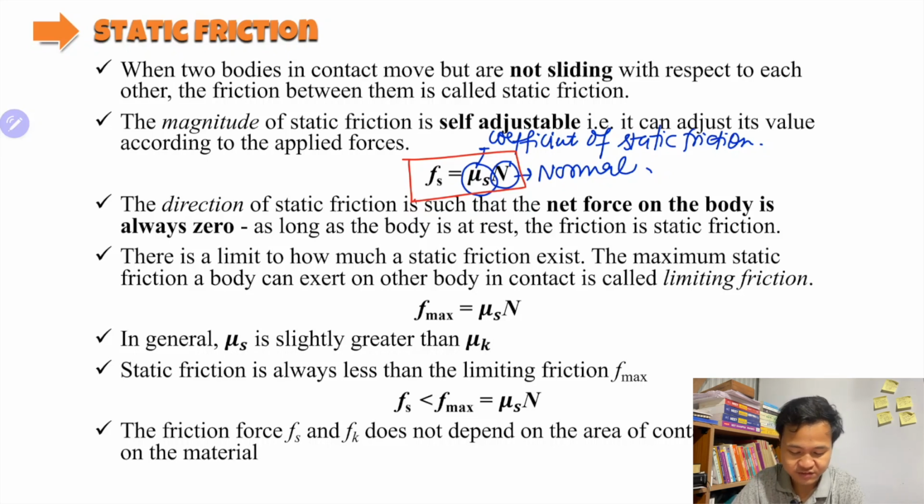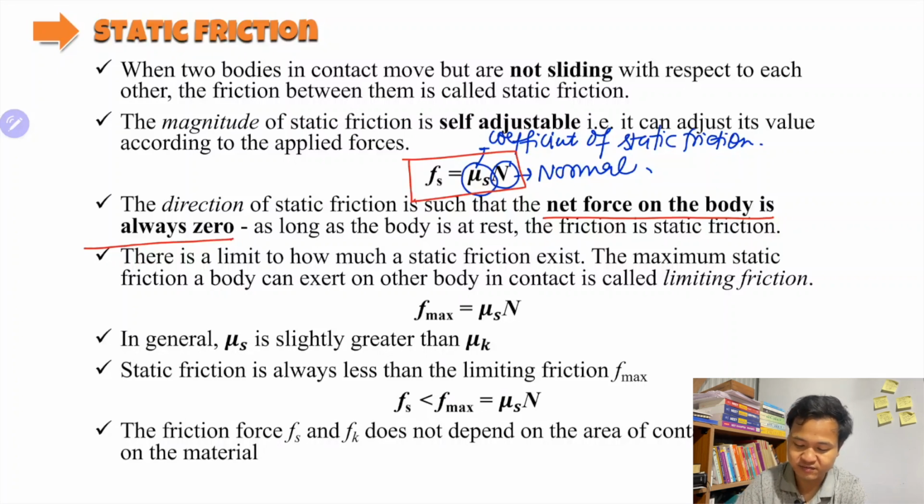Next, the direction of static friction, as I explained. But remember this point, it acts in such a way that the net force on the body is always zero. Net force zero means the body is at rest, right? So static friction acts in such a way that the net force on the body will be zero.